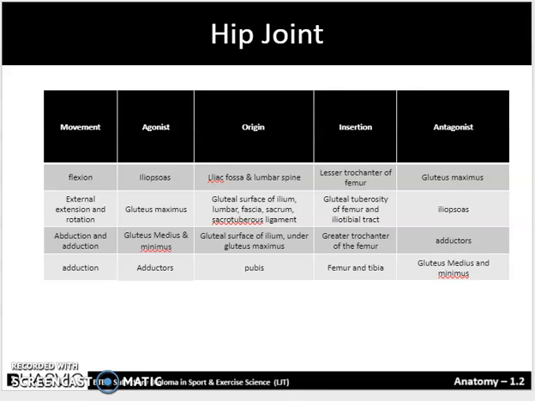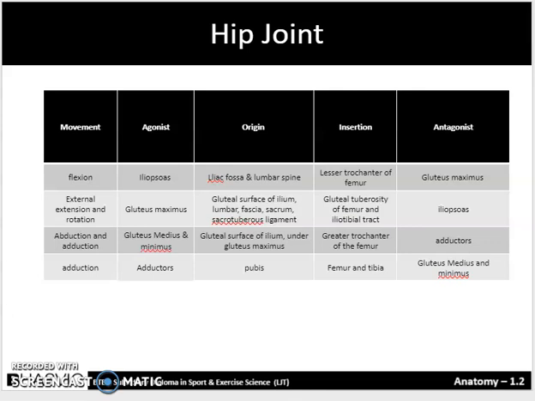First off, we have flexion at the hip, and the agonist is the iliopsoas, therefore the antagonist is the gluteus maximus. The origin is the iliac fossa and lumbar spine, and the insertion is the lesser trochanter of femur.